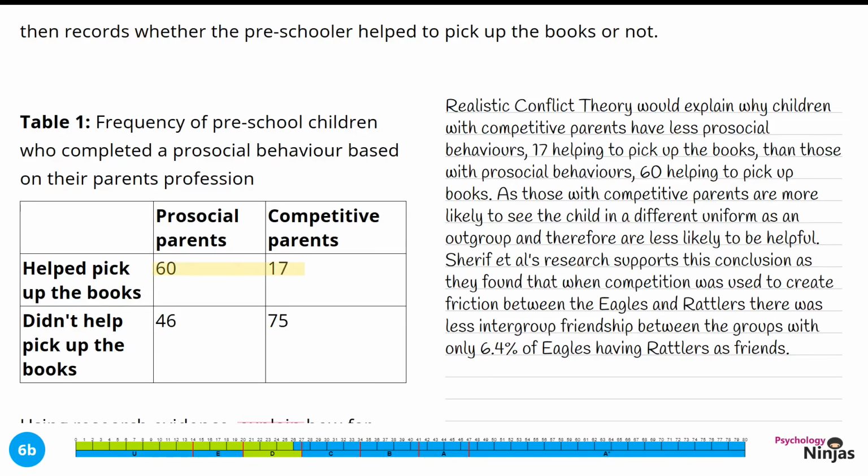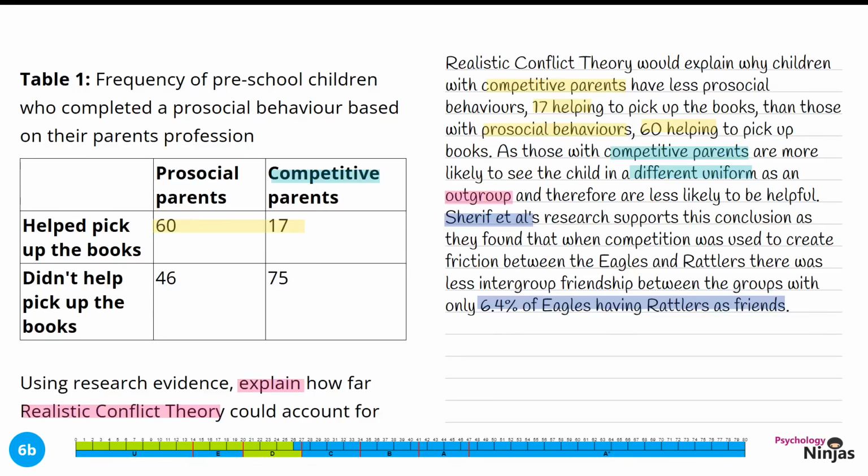We've started our response by picking out a finding, and we've compared competitive parents and pro-social parents in terms of the number of children who helped. We've picked out these figures within our response. We've then identified a concept within realistic conflict theory in terms of an outgroup. And we've linked that into one of our conditions of competitive parents, that competitive parents are more likely to see that child as an outgroup. We've then justified this with Sharif et al.'s research, giving specific findings that would support the fact that realistic conflict theory would explain this particular study. We're then going to move on to a new finding.